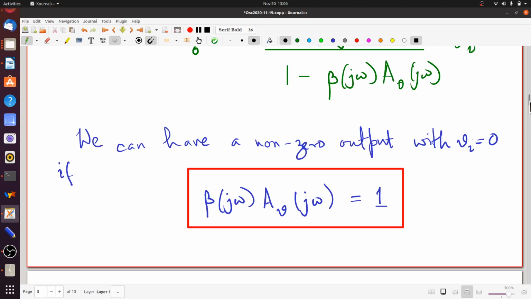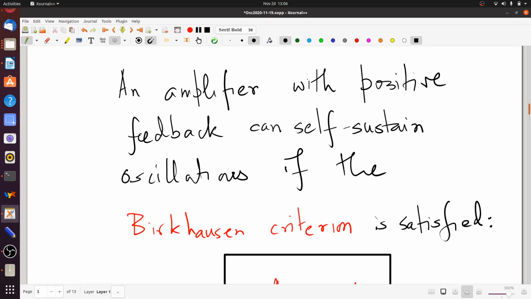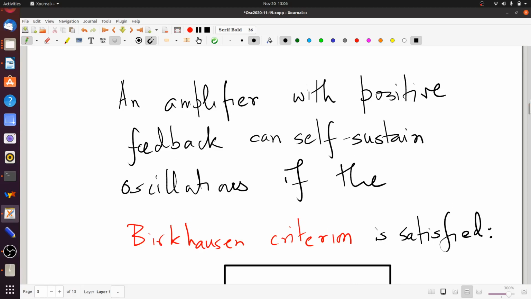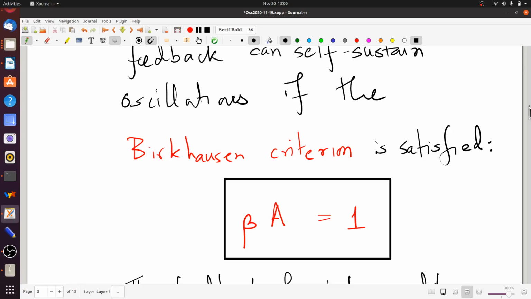Let us just quickly look at what this is telling us about the basic oscillator structure. An amplifier with positive feedback can self-sustain its own oscillations if this criterion, the Barkhausen criterion, is satisfied: beta A equals 1. What is very important is to realize that beta A equal to 1 is not really one criterion but two, because the left-hand side beta A typically can be a complex number. So what it's telling you is that beta A has to be purely real, at least at this particular frequency at which the oscillations will occur. And at that particular frequency, beta A has to have a value equal to 1.